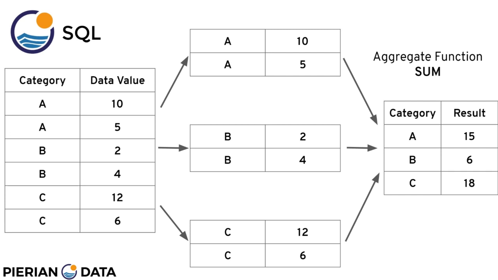And we could do this with any of the aggregate functions that we just learned about. For example, we could take the average data value per category, 7.5, 3, and 9. We can even do something like a count per category. In this case, there were 2 rows per category, so they're all the same, 2, 2, and 2.